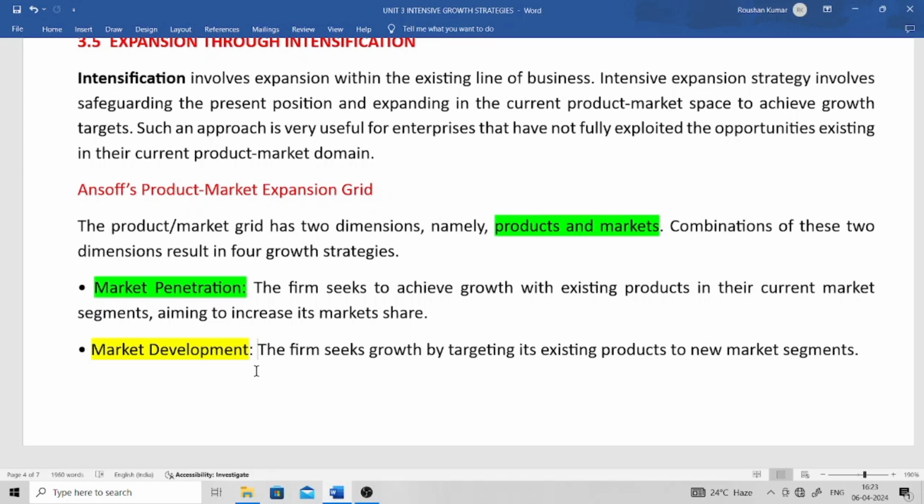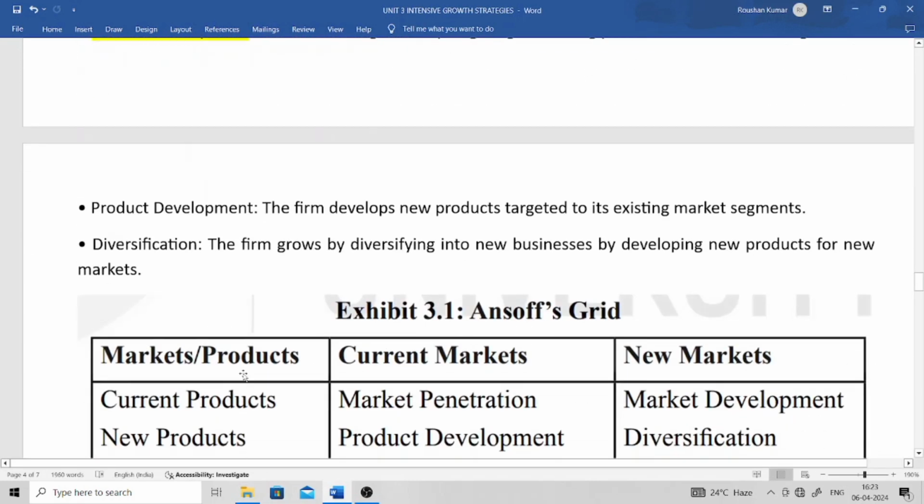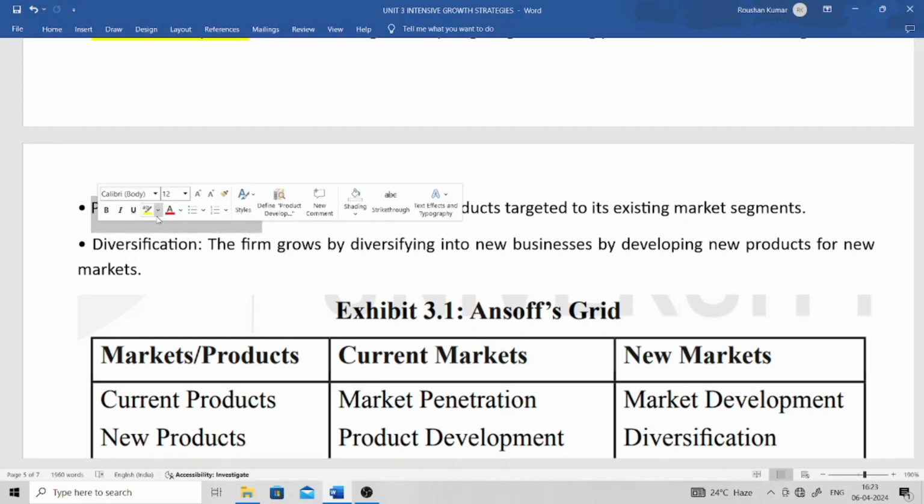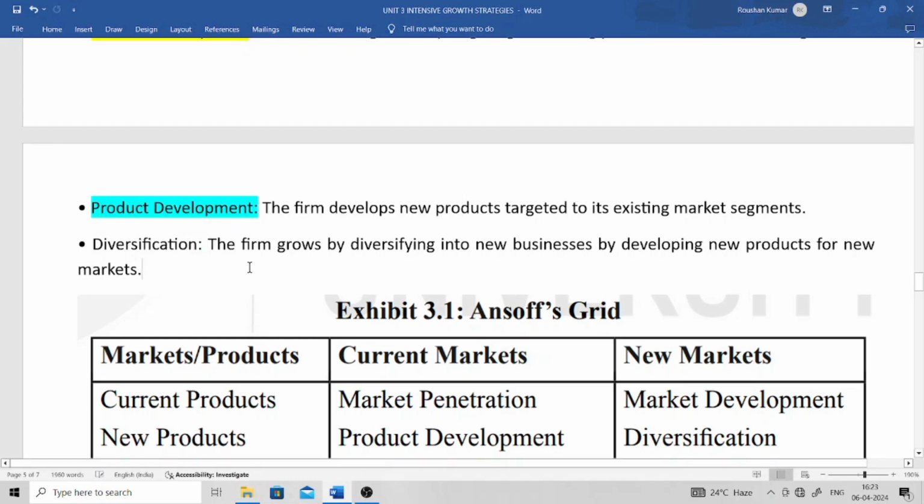Then third you have product development. So what happens in the product development strategy? Here, the firm develops new products targeted to its existing market segment. So with the existing market segments, new products are being developed in case of product development strategy.